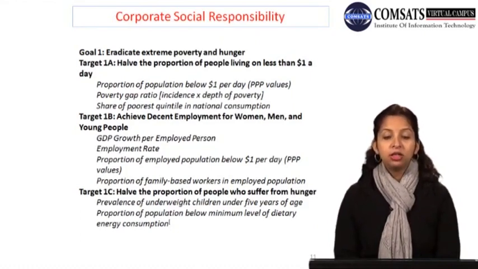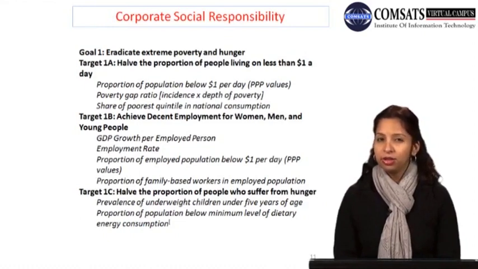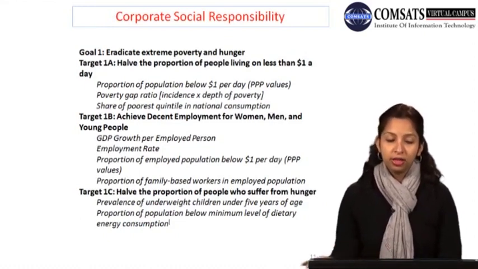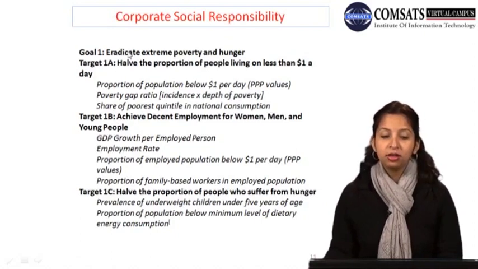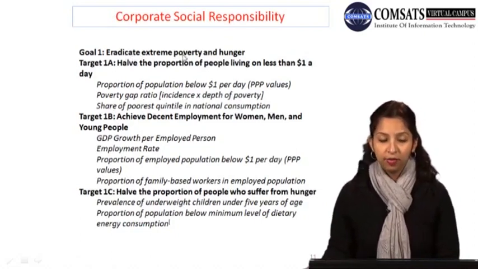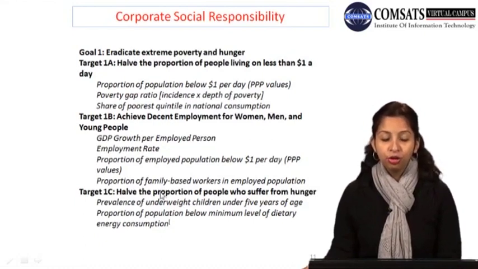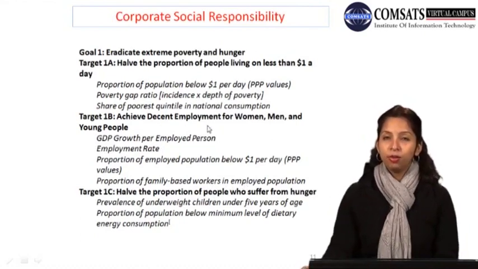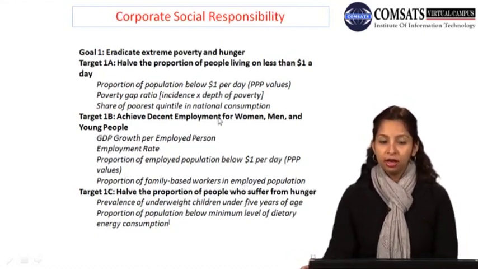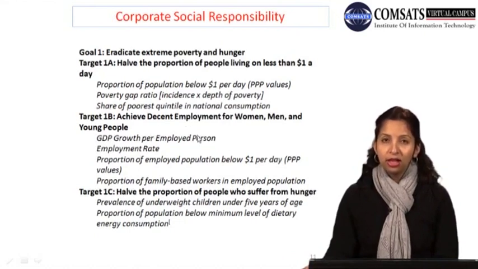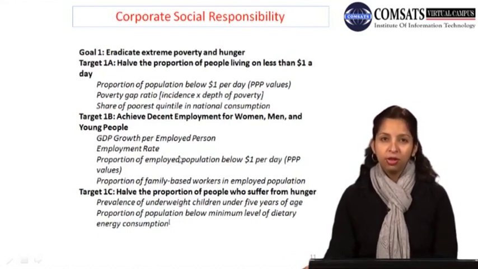Second is achieve decent employment for women, men and young people. So that's the second target which comes under eradicating extreme poverty and hunger. Usme aap GDP growth per employed person dekhte hain, you look at the employment rate and you try to improve that. Proportion of employed population below $1 per day and proportion of family based worker in employed population. So agar aapne decent employment ko achieve karna hai for men, women and younger people, then these are all the things, or these are all the aspects that a company or a government should look at.